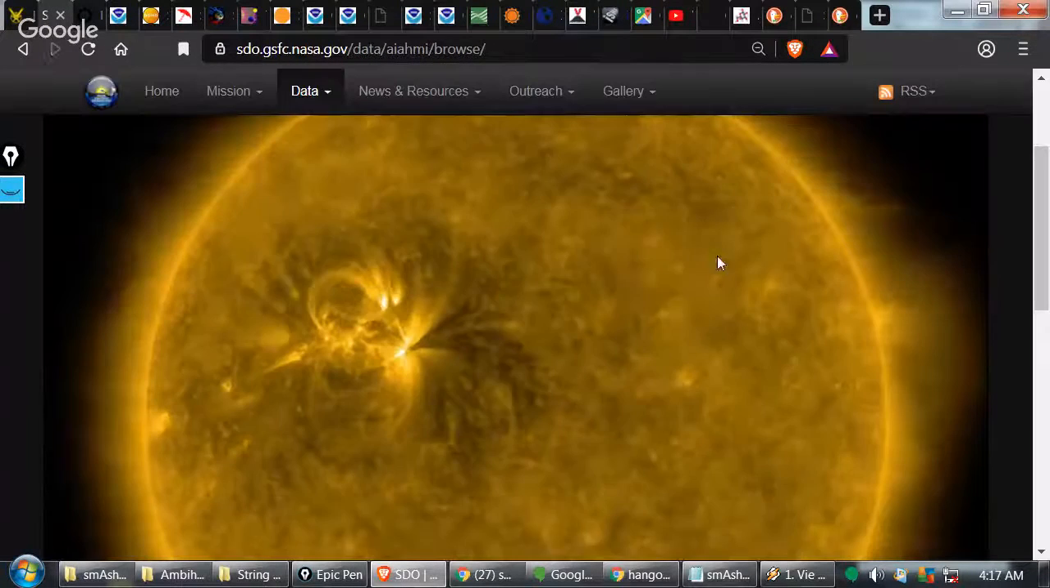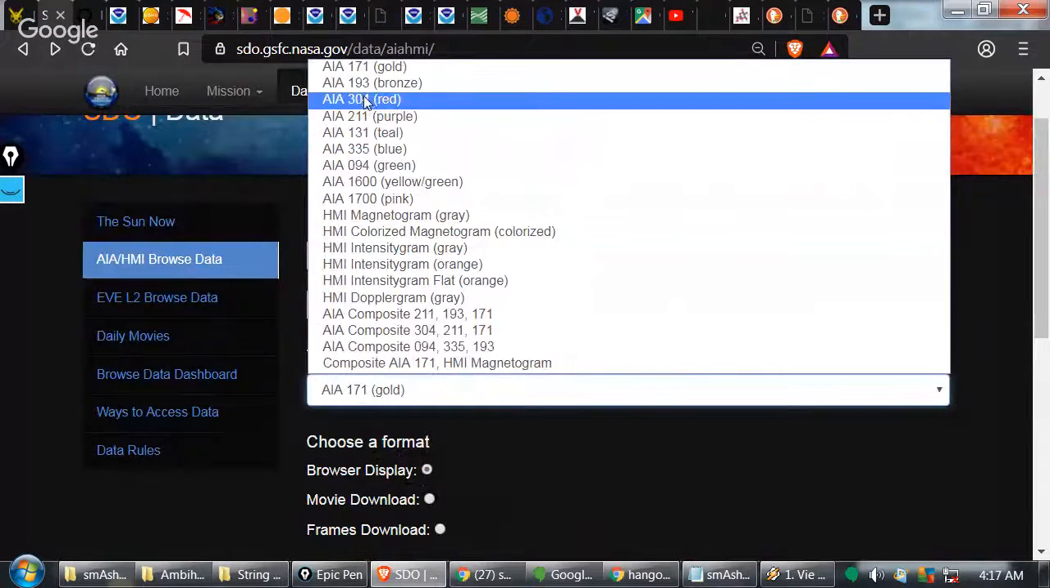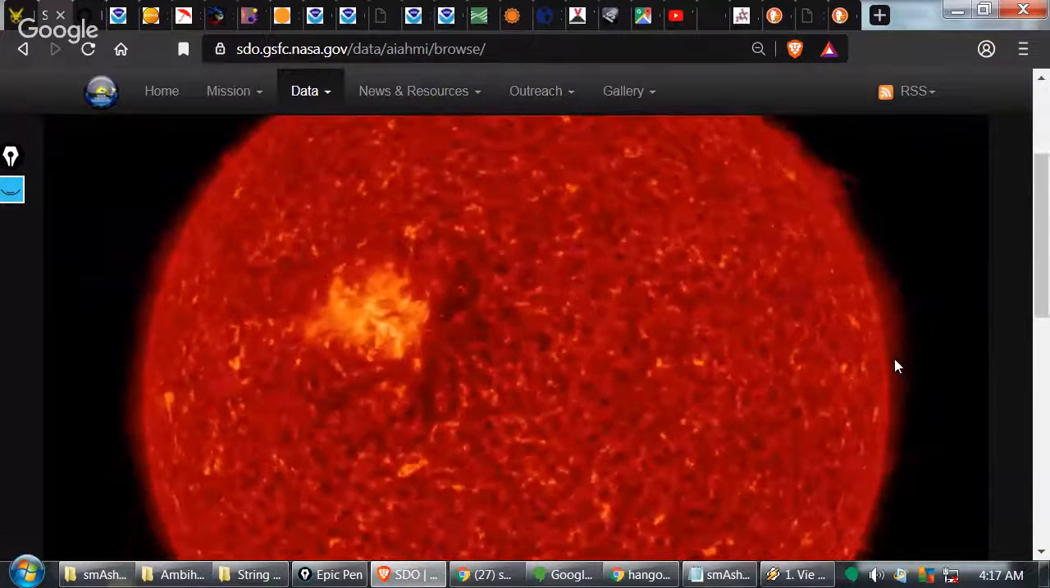So here we are back at 171 angstroms. We're going to switch to 304 angstroms here as we see some filaments, and we want to get an idea of what they may do. So back to the music.